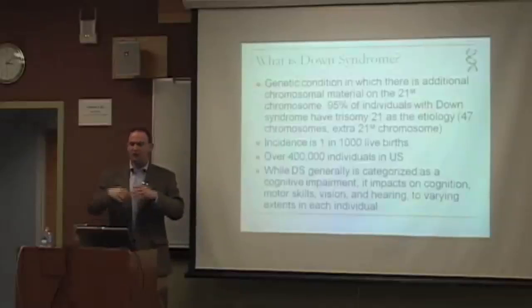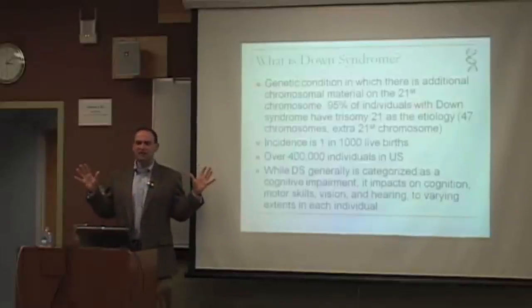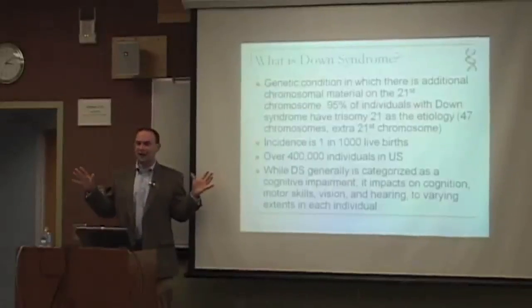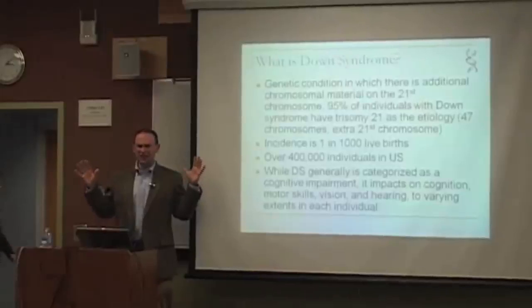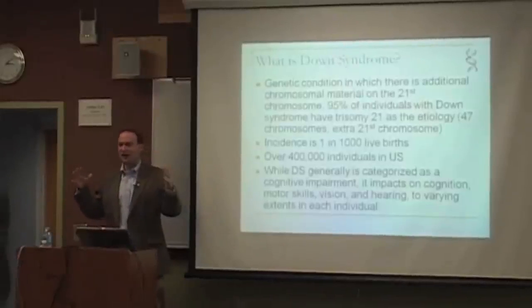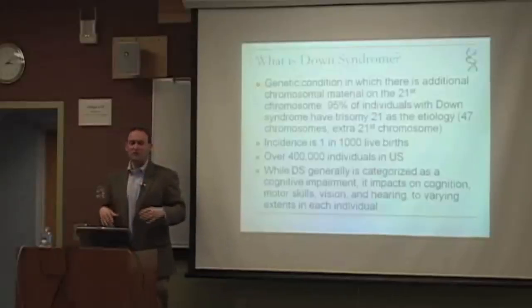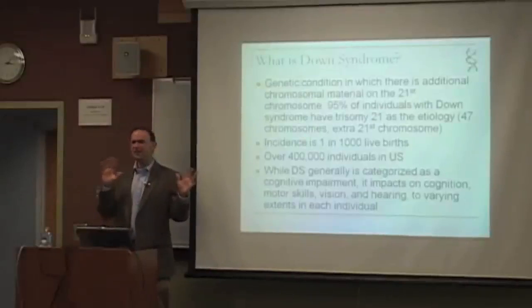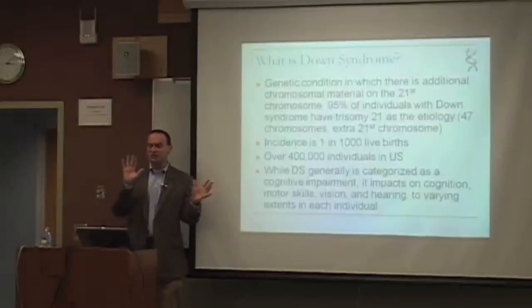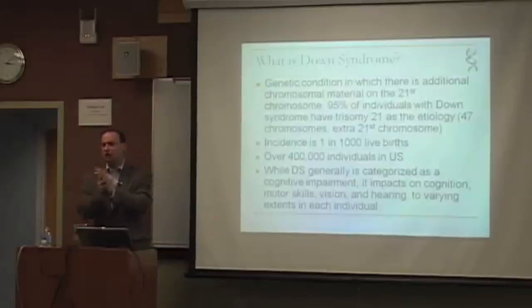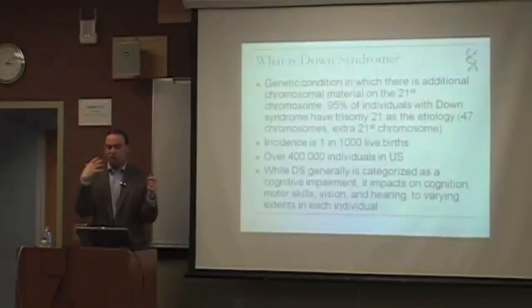And so now Down syndrome is usually categorized as a cognitive impairment. And if you think of how we typically set up all these different types of HCI issues, well, you've got your motor impairments, you've got your perceptual impairments, and you've got your cognitive impairments. But it's actually a little bit more complex than that. Because Down syndrome, even though we typically call it a cognitive impairment, it actually impacts on not only cognition, but also some fine motor skills, vision, hearing, but to varying extents.